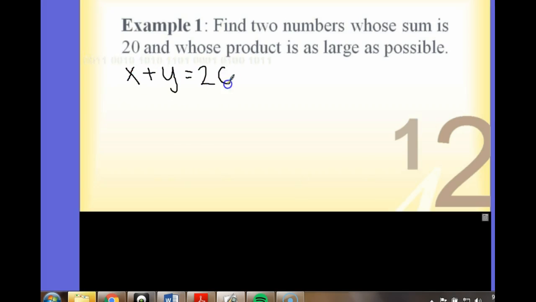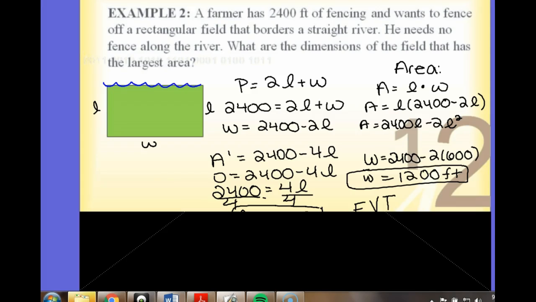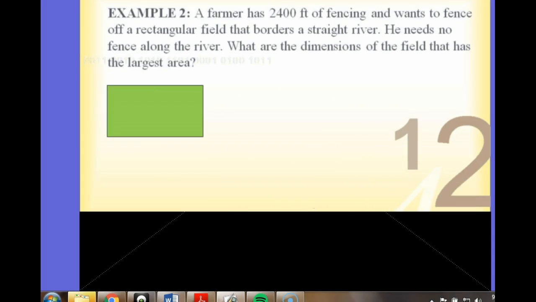Where is this? Do you have this one? See, I told you I cut down your problems. Do you have the farmer? Yeah. Was the answer a pentagon? Yes, because the square is optimally the most optimal.